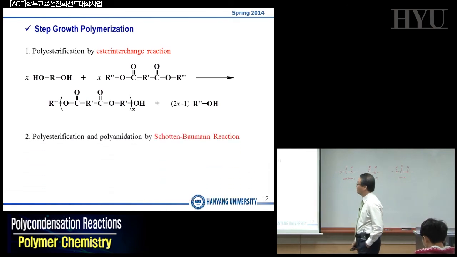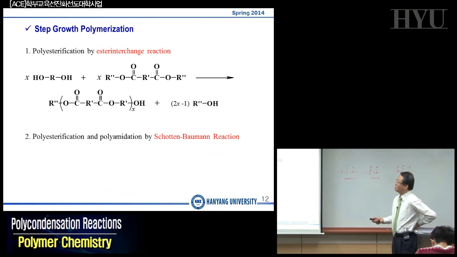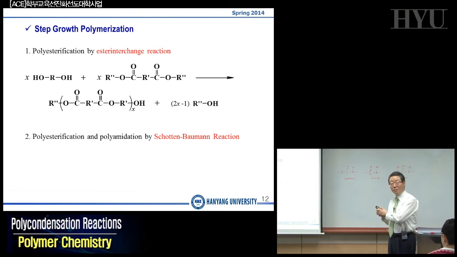Now, this reaction requires high temperature. The temperature is typically from 150 degrees C to 250 degrees C, and you need a little bit of vacuum. Vacuum, because although the boiling point of the alcohol is about 70 degrees C in the case of ethanol or methanol, you need to efficiently remove your byproduct to increase your molecular weight, because the reaction arrow should go from left to right.